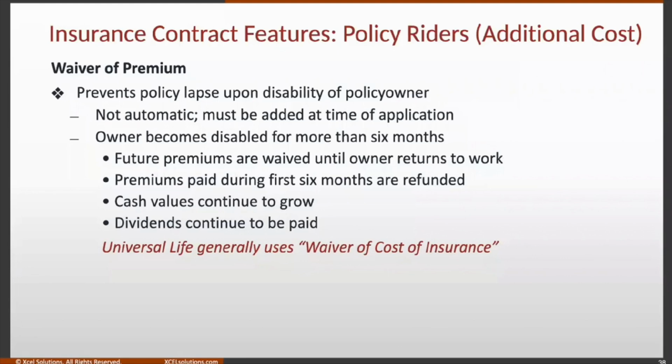So on term and whole life, we will call it a waiver premium rider because once it kicks in, it pays the whole entire premium on the term or whole life policy. On a UL contract or a VL contract, we will not call it a waiver premium rider. We will call it a waiver of cost of insurance rider because when that thing kicks in on a UL or VL contract, it will only pay the monthly cost of insurance plus the monthly administrative fee.